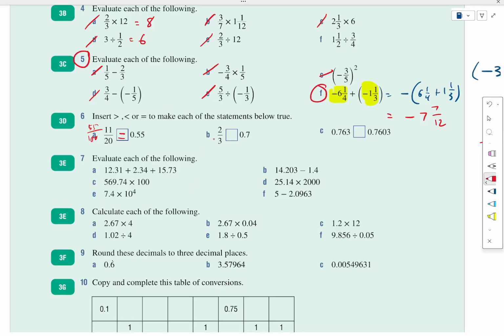Right. How about B? 0.7 is more. So which symbol? 1 or 2? Oh, 1? Oh, no, 2. Sure? Yeah, it is. Okay. C. Symbol 1. Yep, symbol 1, this one, right? Okay, good. That's fine. This one is all good.